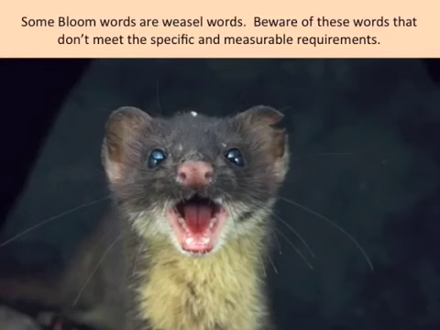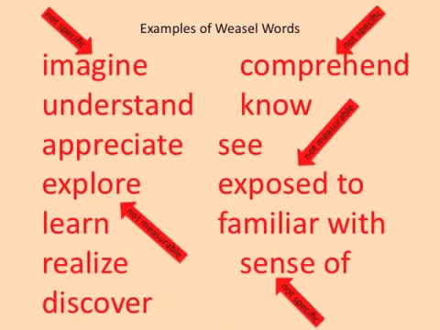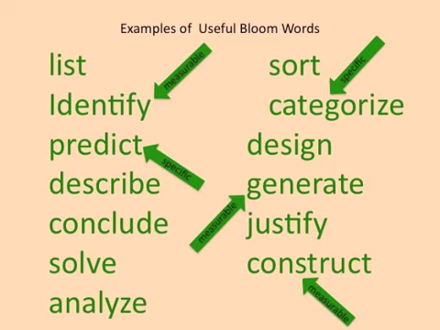Even though they are on some Bloom lists, there are some words that are too general, lack specificity, and are unable to be measured. These weasel words should be avoided. Examples of these weasel words include imagine, comprehend, understand, know, appreciate, see, explore, expose to, learn, familiar with, realize, sense of, and discover. Again, these words are not specific or measurable and should be avoided in learning objective construction. Examples of acceptable Bloom words give a sense of action. Students can do these words, which requires them to know as well. These words allow teachers to construct effective learning objectives that are specific and measurable.